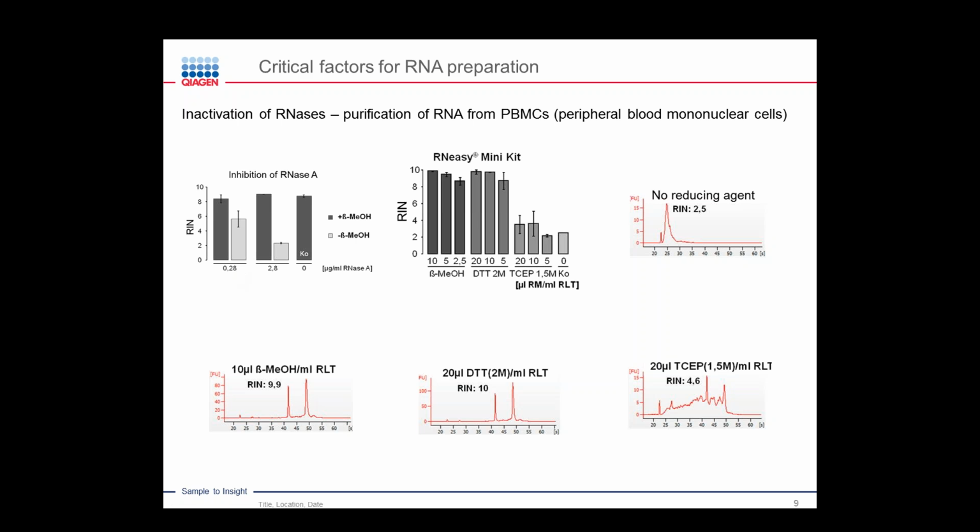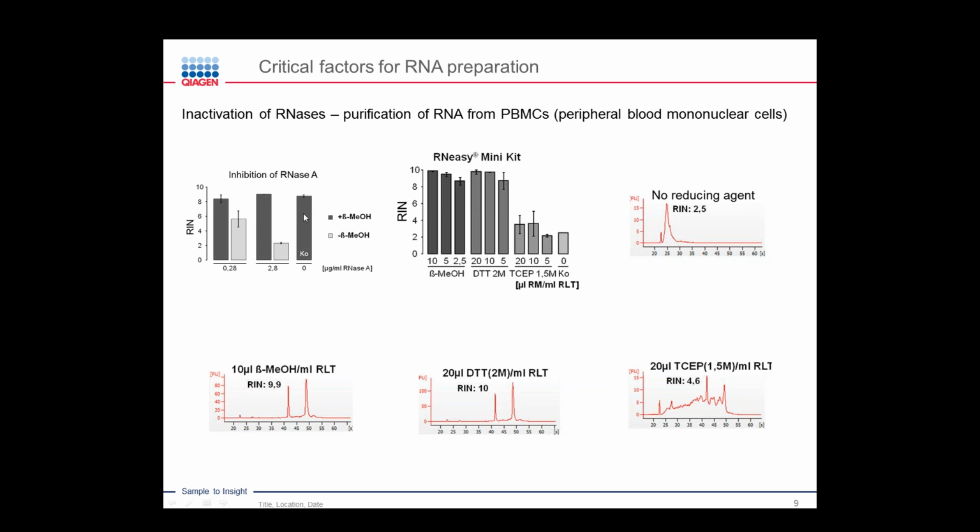You can clearly see this from here to here. In the presence of mercaptoethanol, we obtained a good RIN value. This is shown here. It is comparable to the control without the addition of RNase A. This is shown here.